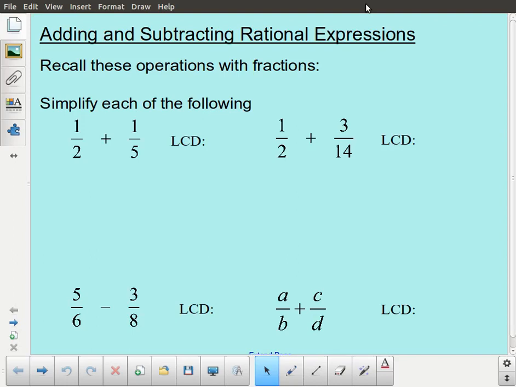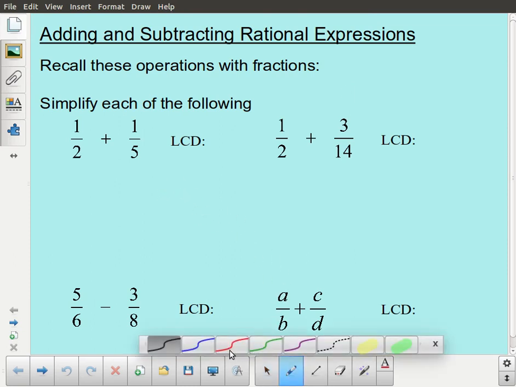For this lesson, we're going to continue our look at rational expressions. In previous lessons, we looked at multiplication and division of rational expressions, and we're going to be looking at adding and subtracting here, which is actually a little bit more, there's one extra step that we have to worry about, which is why I did them in the order that I did.